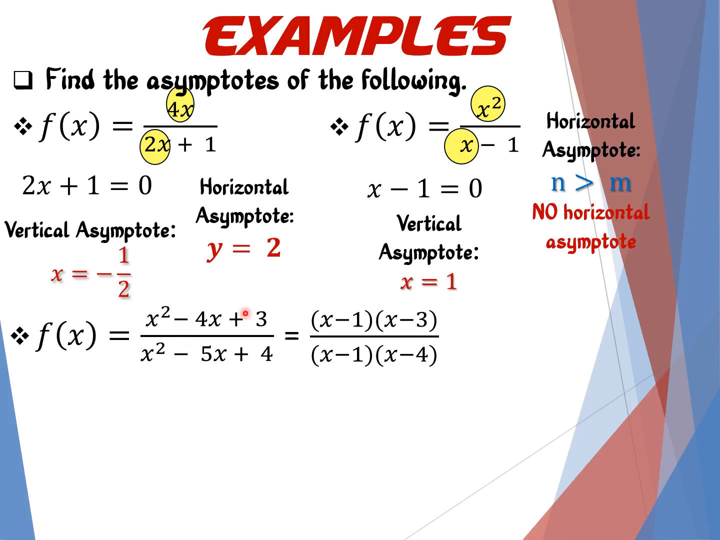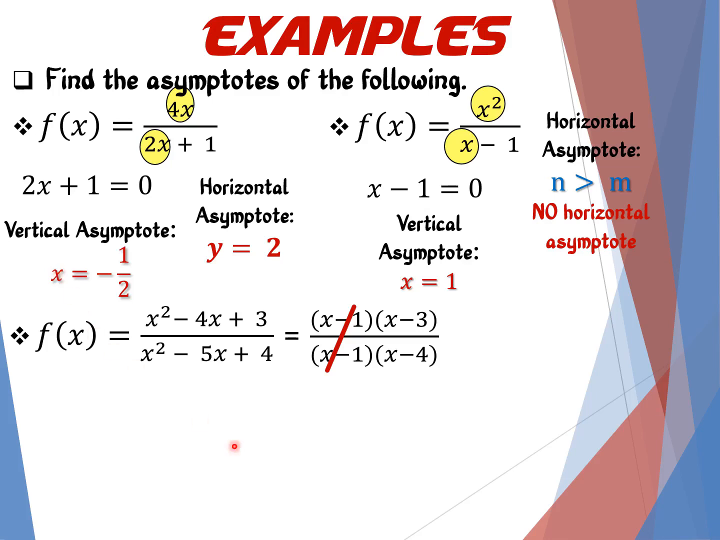So you will have the factor for the numerator, x minus 1 times x minus 3. And for the denominator, you have x minus 1, x minus 4. So we have here a common factor, x minus 1. Now this factor that is being cancelled means we have a hole on that part of the graph, which is x is equal to 1. There is a hole or butas.